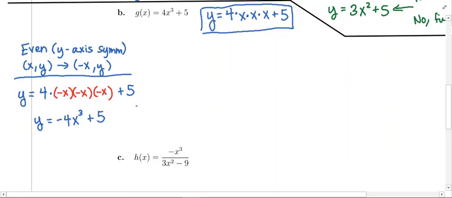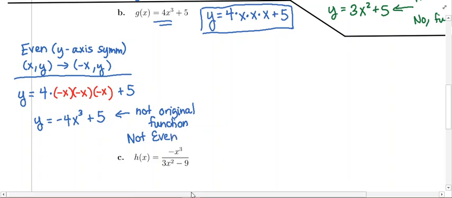We need to compare it to the original function, which is up here. You can see that this is not the same function. In the original function, we have positive 4x cubed. In this equation, we have negative 4x cubed. So this is not the original function. We can conclude that this function does not have y-axis symmetry, so we're going to say it is not even.